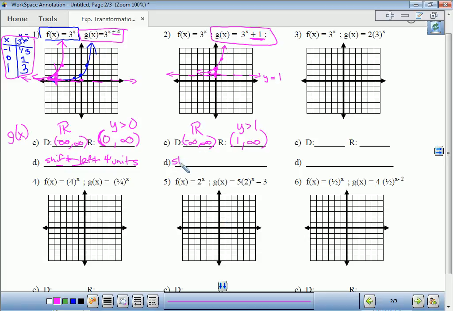So when we're describing this transformation, what changes from just your basic base raised to an exponent to this whole function? It shifted up 1.